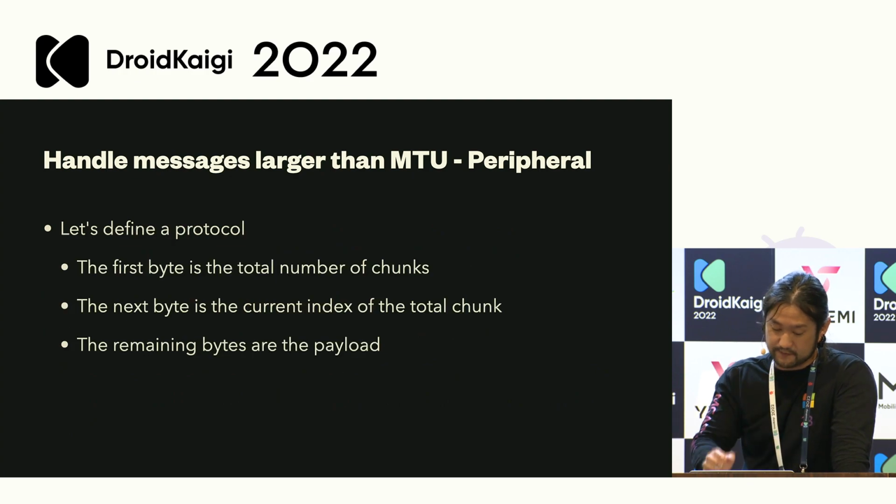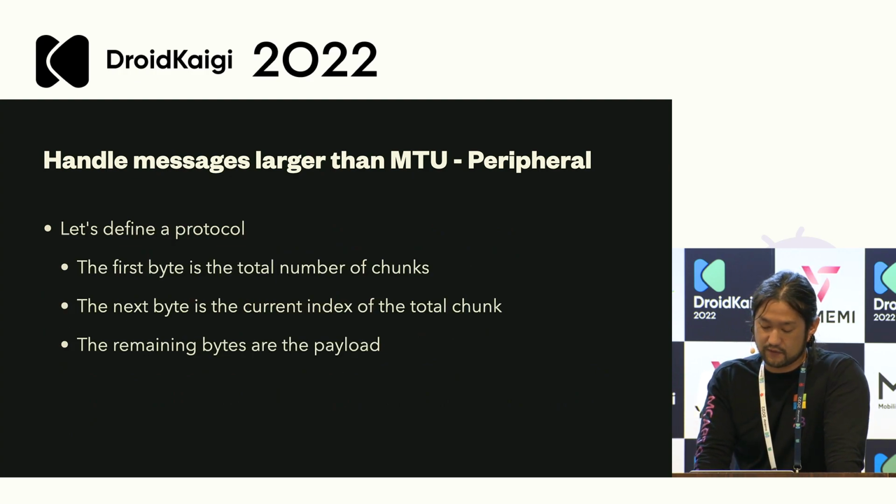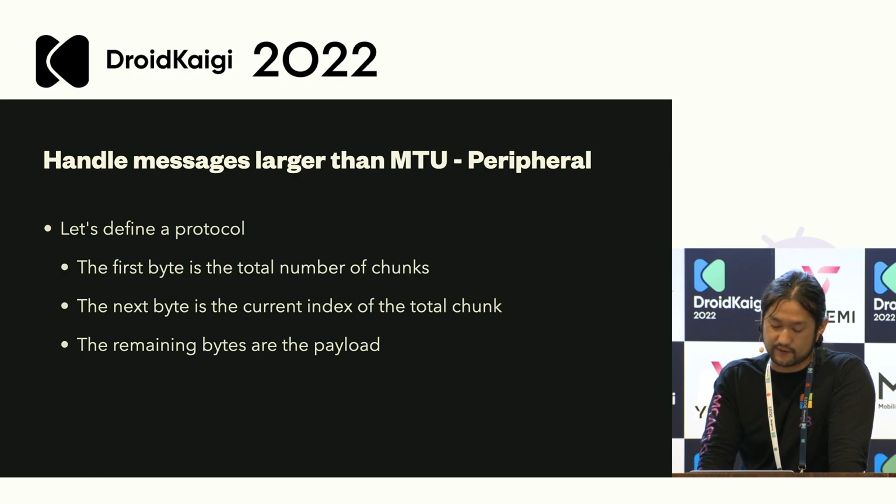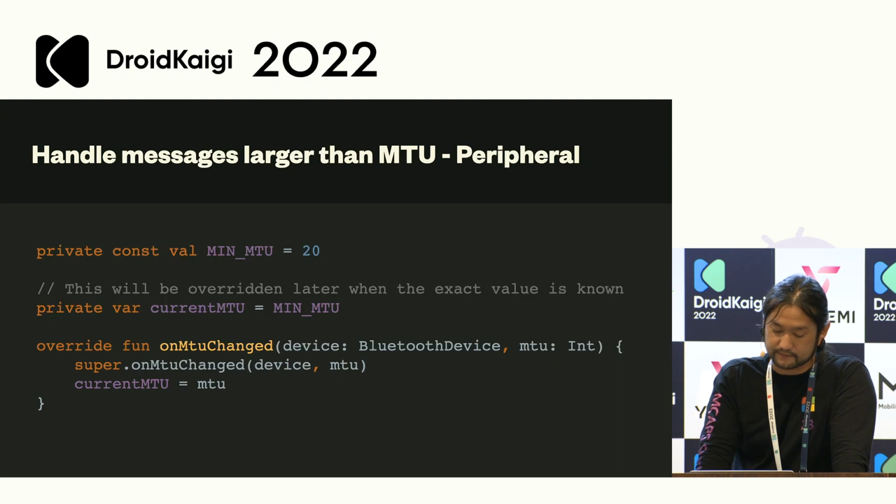Although we decide to split messages by ourselves, we don't have a useful callback like central does. So let's define a protocol to keep track of the total message size and current chunk number. Here, the first 1 byte is the total number of chunks. The next 1 byte is the current index of the chunk. The rest is the payload.